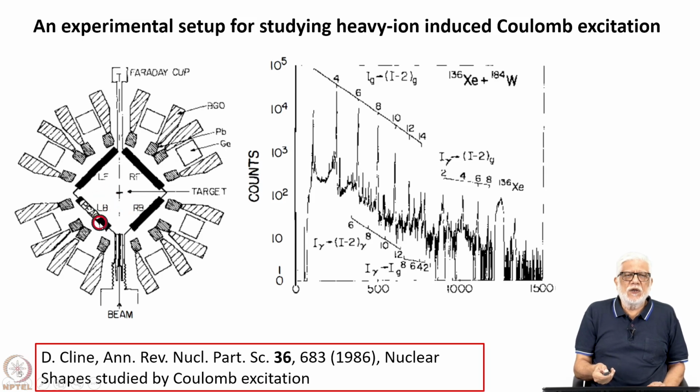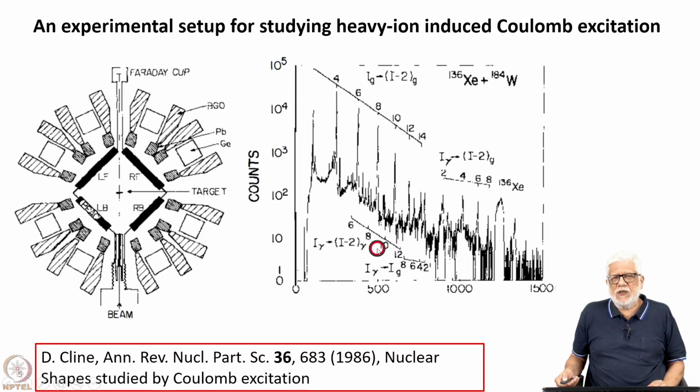Okay, so the gamma ray spectrum, in coincidence with these gas counters which detect the inelastically scattered projectile, is given here. As you can see, you excite a nice little band up to about 14 units of angular momentum. They are nicely equally spaced. So you have I going to I minus 2.